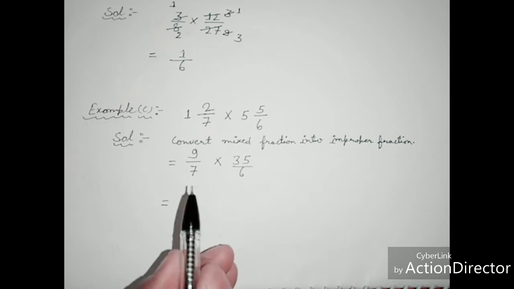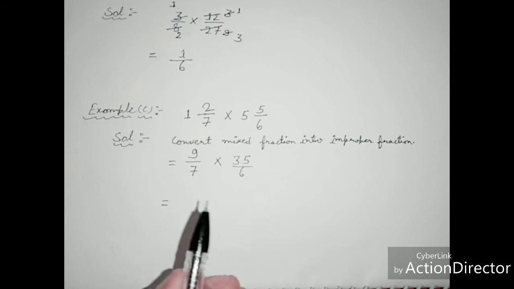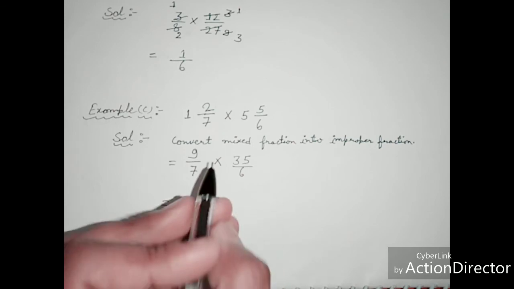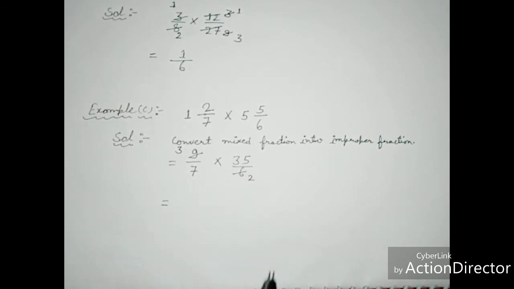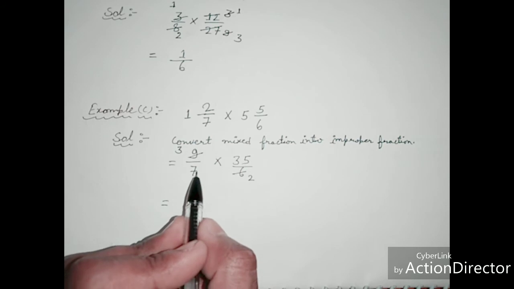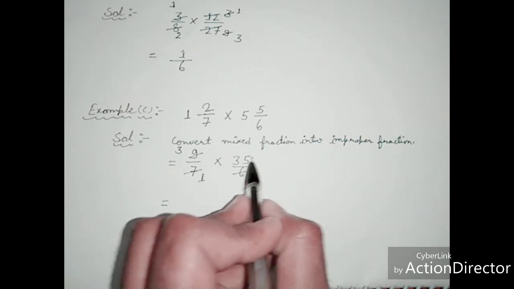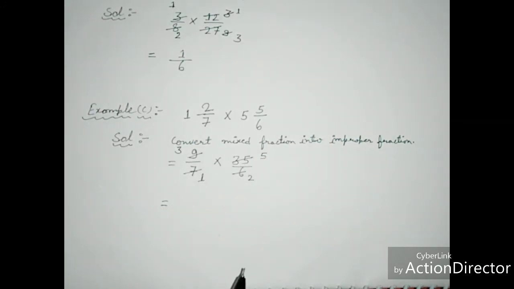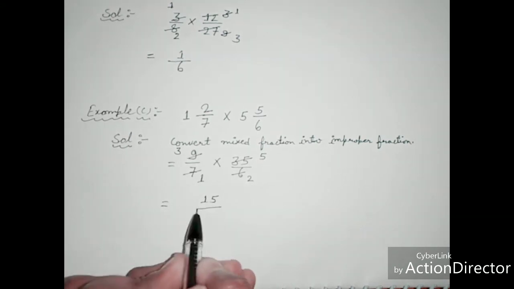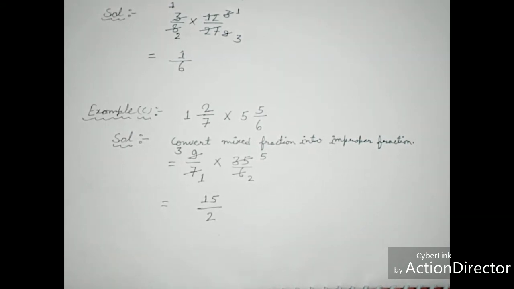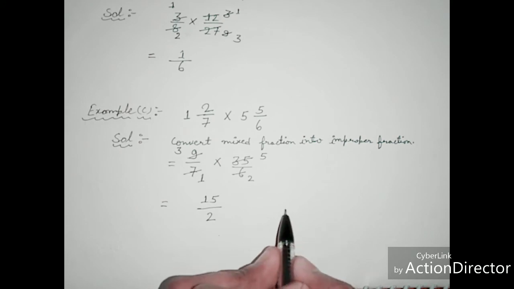Now if the numerator and denominator divide by any number, we divide both numbers. 3 3s are 9 and 3 2s are 6. 7 1s are 7 and 7 5s are 35. So 3 5s are 15 and 1 2s are 2. So this is an improper fraction form. So we convert this improper fraction into a mixed fraction.